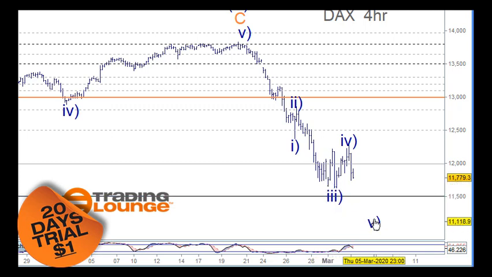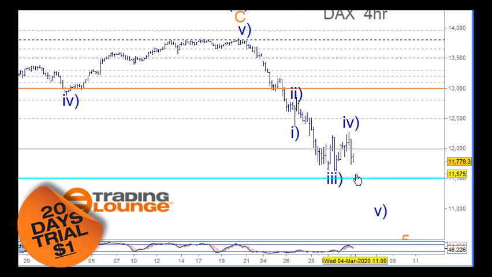And I kind of like this one. It's a little bit odd in that we've got this whole first wave being quite long here and the third wave being smaller, and then the 5th wave will also be smaller as well. So this is a real possibility here.